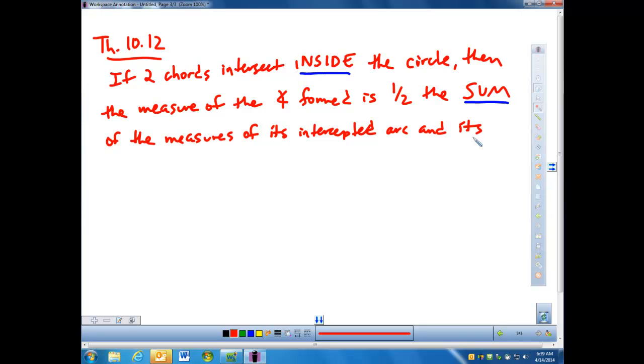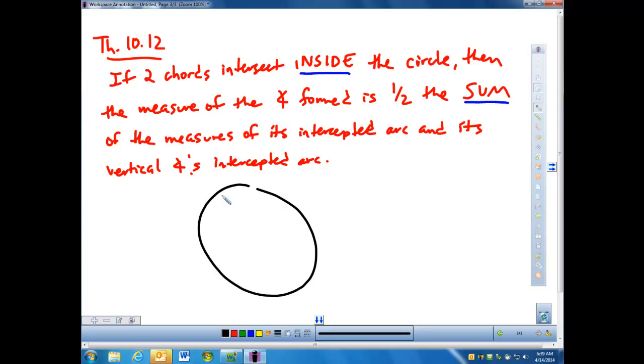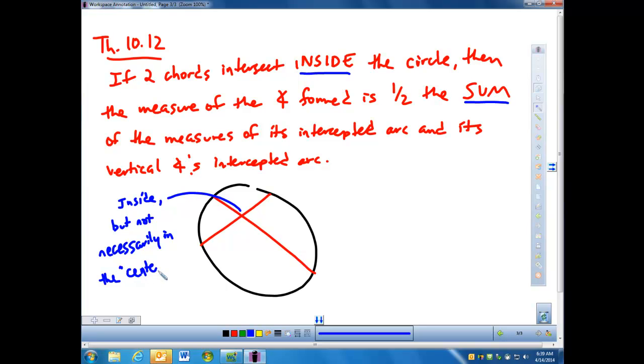That's a little bit confusing. So look at a picture of that. We're talking about two arcs here. We're talking about the arc formed by the angle, and then the one directly across from that, its vertical angle's arc. So in this picture here, you'll see that I draw two chords inside the circle, and there are 4 arcs in this problem. The one on the left, the one on the top, the one on the right, and the one on the bottom. So let's say that we are talking about this angle right here. Okay? It's inside the circle, but it isn't necessarily in the middle. Remember, if it's in the middle, we refer to that as a central angle. And remember, the central angle is always equal to whatever arc it's making. This is not right in the center.